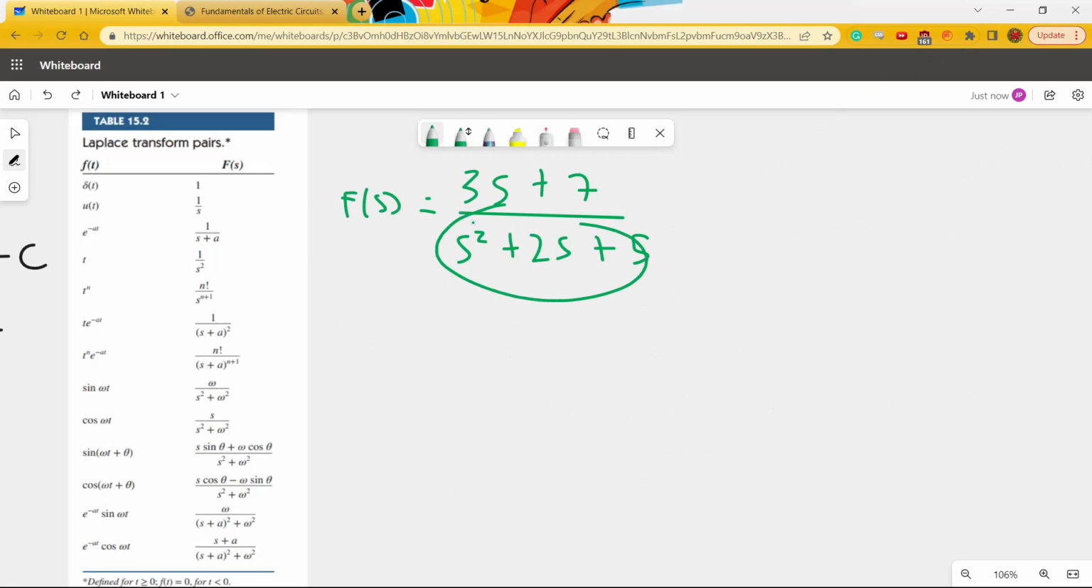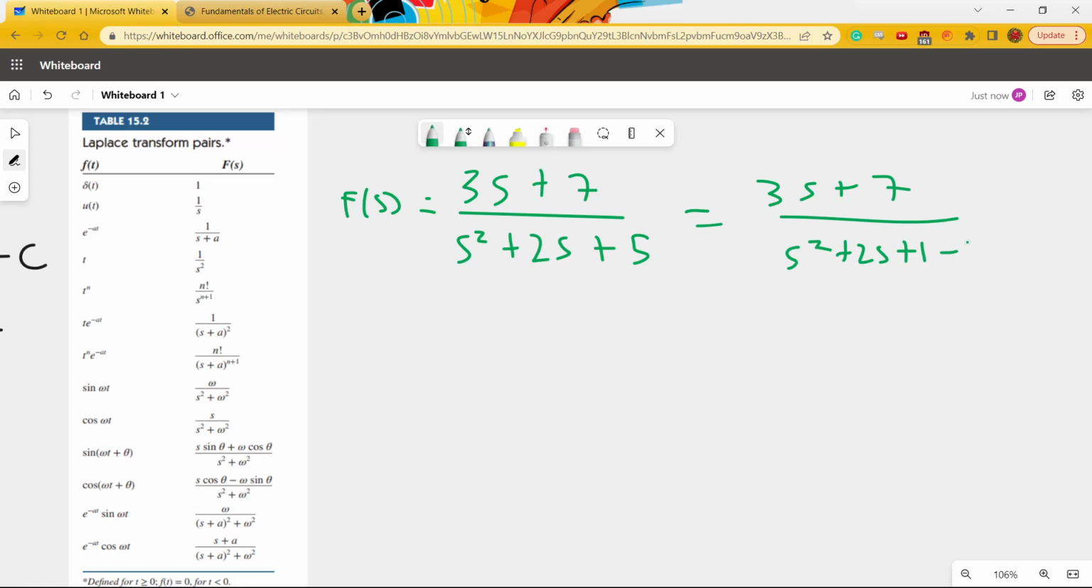That said, we can now complete the square in the denominator here. s squared plus 2s necessitates that we add and subtract a 1. So this is 3s plus 7 over s squared plus 2s plus 1 minus 1 plus 5. And this is equal to 3s plus 7 over (s plus 1) squared plus 4, which we will write as 2 squared for the time being.